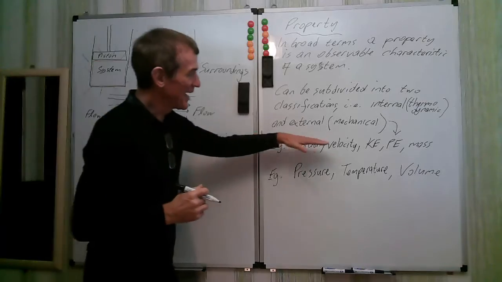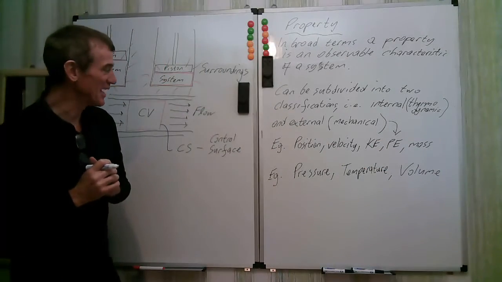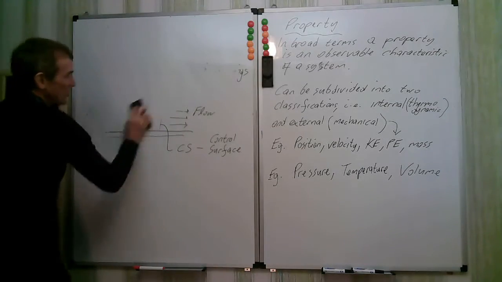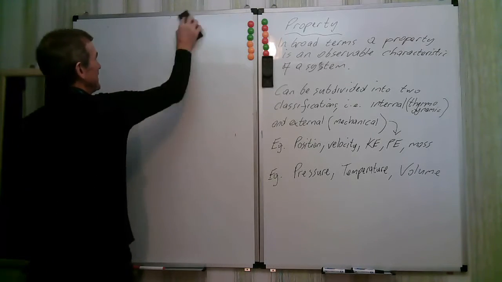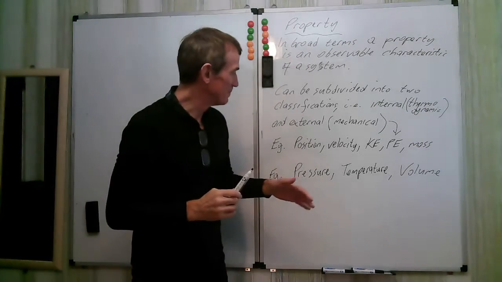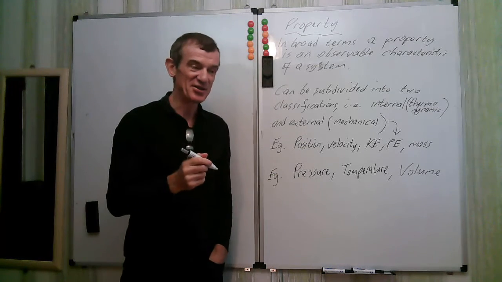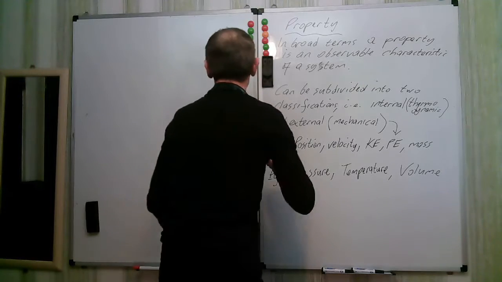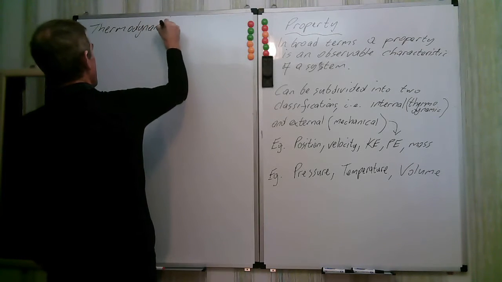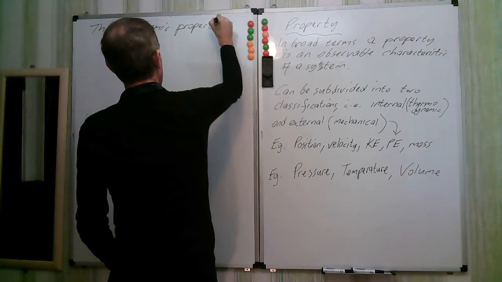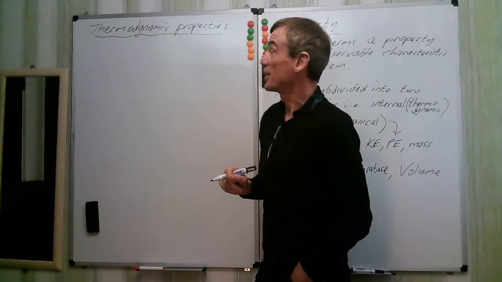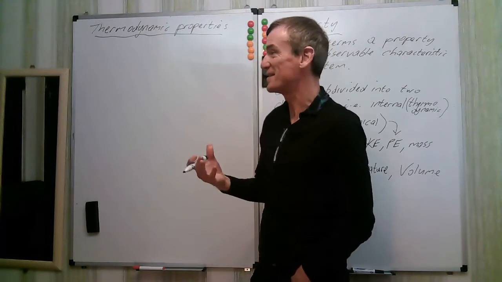So these are mechanical and thermodynamic properties. We can also subdivide our thermodynamic properties again, with another classification, into three types. The classifications that we can think of are extensive, intensive, and specific.